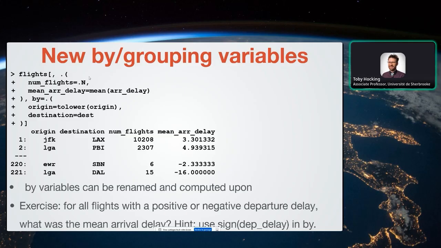We can also do ad hoc creation of new grouping variables inside of the by. So here we do .(origin = toupper... rather tolower(origin)) to convert the origin to lowercase. And then we get a new origin column in the output, which is just a lowercase version. And then we have destination equals dest, and here we just renamed that column inside of the by statement. And again, for every unique value of these two new variables, we're going to compute the number of flights and the mean arrival delay.